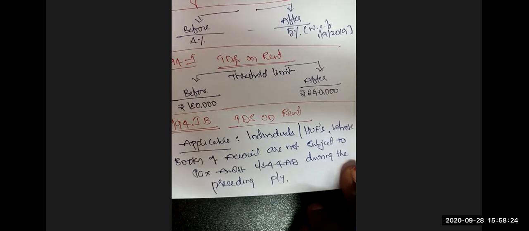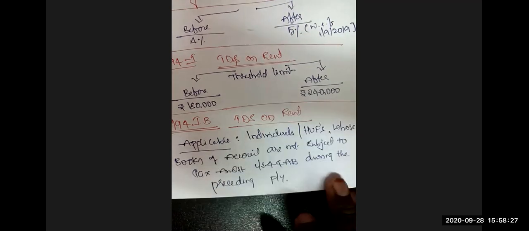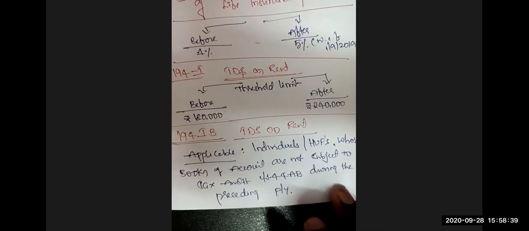194IB is also a new section, TDS on rent, applicable only for individuals and HUFs whose books of accounts are not subject to tax audit during the preceding previous year. Those individuals or HUFs pay rent exceeding 50,000 per month. What is the threshold limit in 194IB? The threshold limit is 50,000 per month. So if the rent is up to 50,000 per month, no need to deduct TDS. But if rent exceeds 50,000, TDS should be deducted on the entire amount.